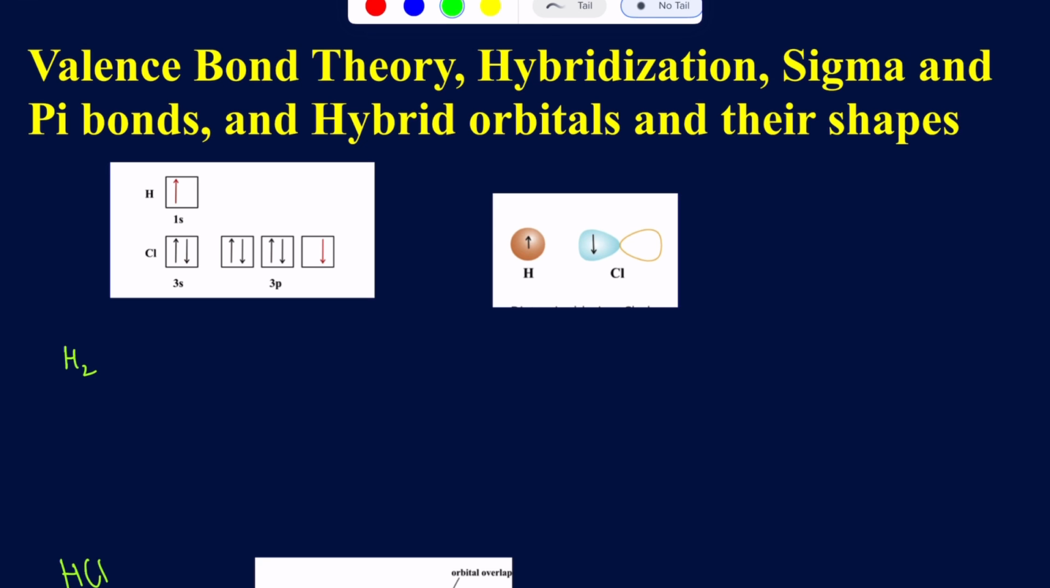And who explains that? Valence bond theory does a really good job of explaining how the bond is actually formed. So I'm going to take a few examples here, such as H2, HCl, and Cl2, to explain the valence bond theory. Now remember, I'm not going to go into too much detail on the valence bond theory, just enough for an introductory chemistry topic.